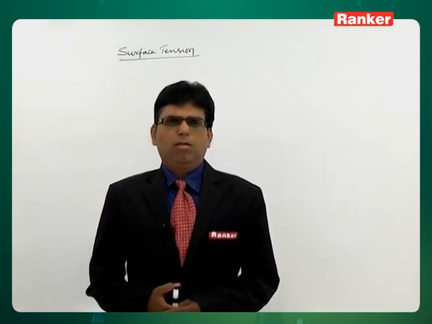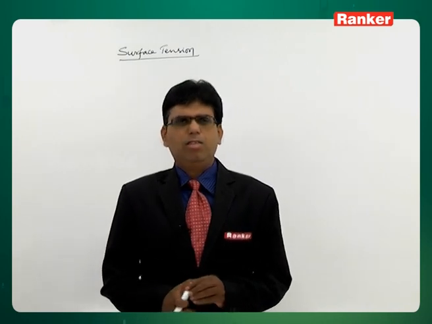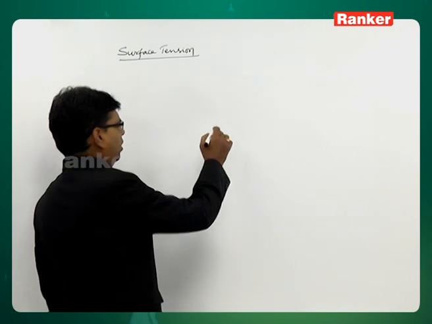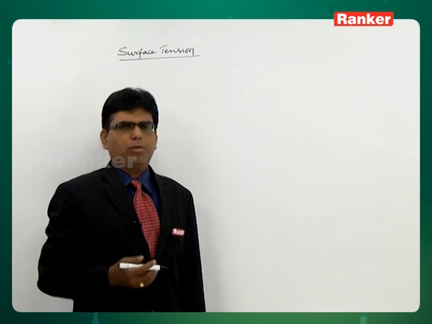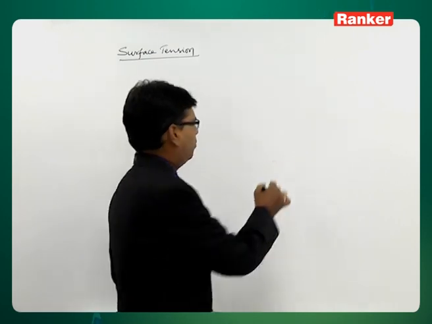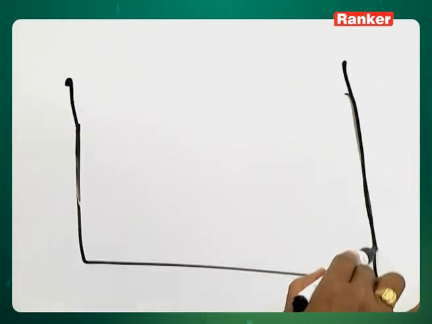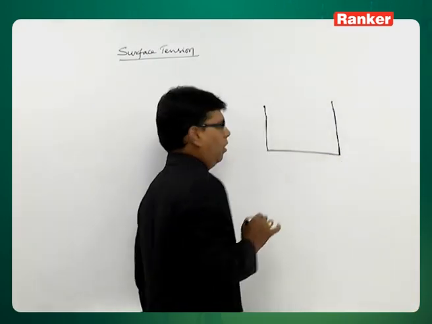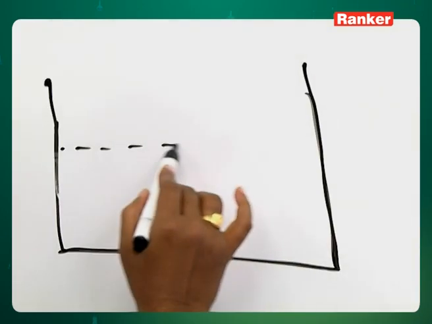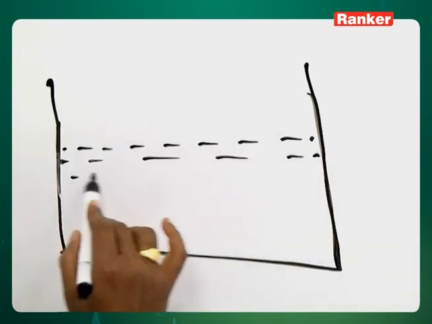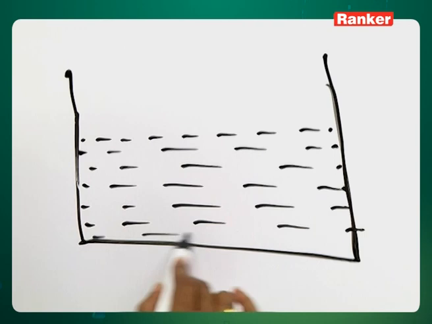Surface tension is when the liquid molecules on the surface, as in the case of vapor pressure, we have already discussed the unbalanced residual forces on the surface of a molecule.